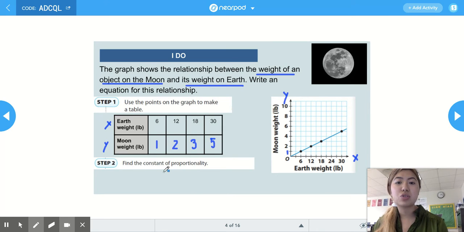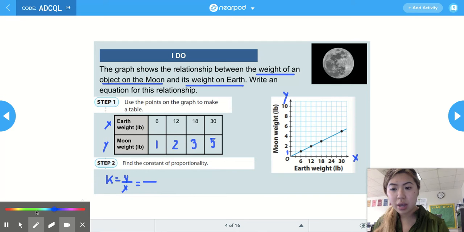Our second step is to find the constant of proportionality. So we're using the equation k is equal to y over x. So we just have to choose a pair of points or a coordinate pair. So let's choose the first one. We have 6, 1. Our y value is 1. Our x value is 6. So that makes our constant 1/6 or 1 over 6.